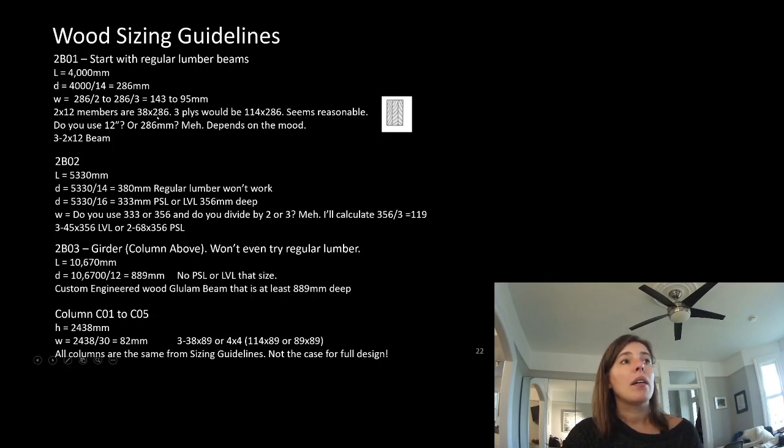So it looks like our depth requirement is pretty darn good. And 3 plies of it would be 114, so somewhere between our 1/2 and our 1/3. Again, the width is such a crappy sizing guideline, but it does help you draw something reasonable. 2 plies would have been less than 95. 4 plies would have been greater than our 143. So I think going with the 3 plies seems like a really good choice. So it looks like our 2B01 should be 3 plies of 2 by 12s as our beam. So 3 plies of those 1.5 inch by 11 and a quarter inch deep beams screwed together to make one beam.